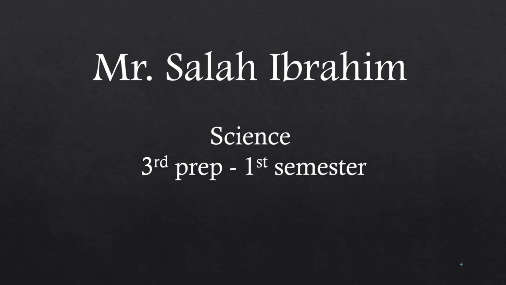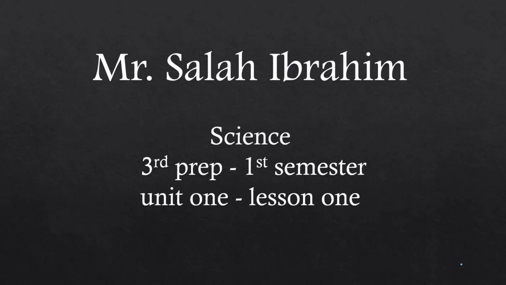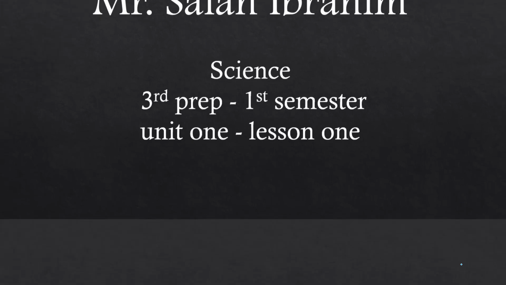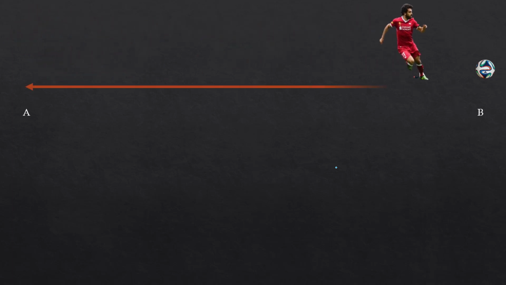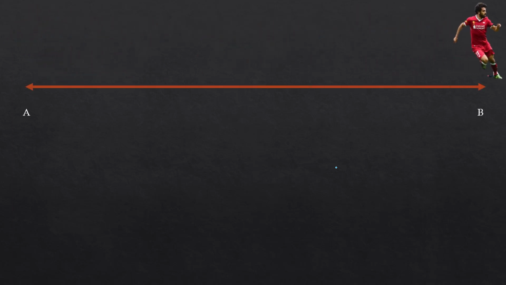So let's start. We're gonna learn the first lesson and the first unit. It's called motion in one direction. This is Muhammad Salah. His position is on A, and this is a ball. Its position is on B. If Muhammad Salah wanted to kick this ball, he has to move from A to B. So he has changed his position from A to B, like this.